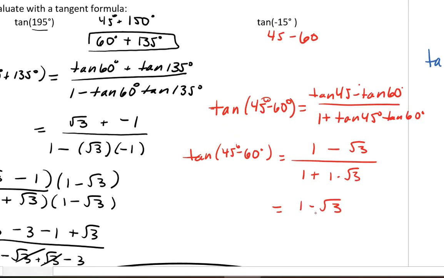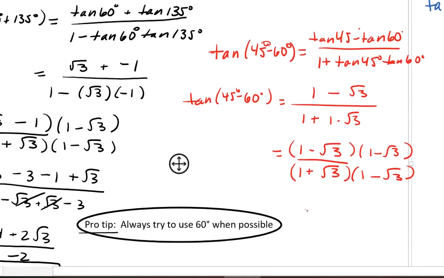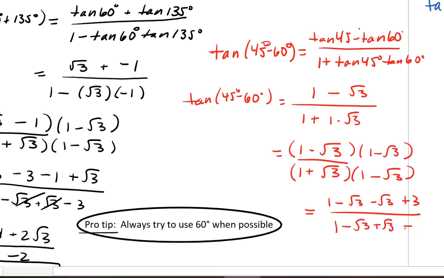1 minus root 3 over 1 plus root 3. And I'm going to rationalize again. This time I'm multiplying by 1 minus root 3 because I want to have that conjugate, which is the same numbers but a different sign between them. The FOIL on the top, I get 1 minus root 3 plus 3. And on the bottom, 1 minus root 3 plus root 3 minus 3.